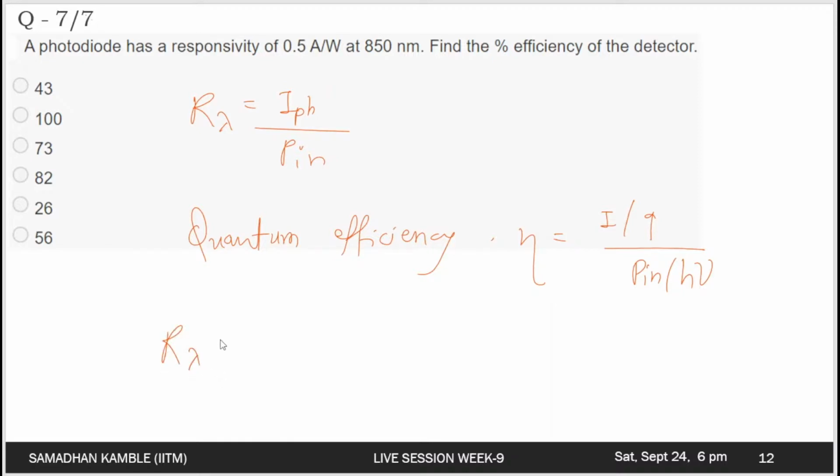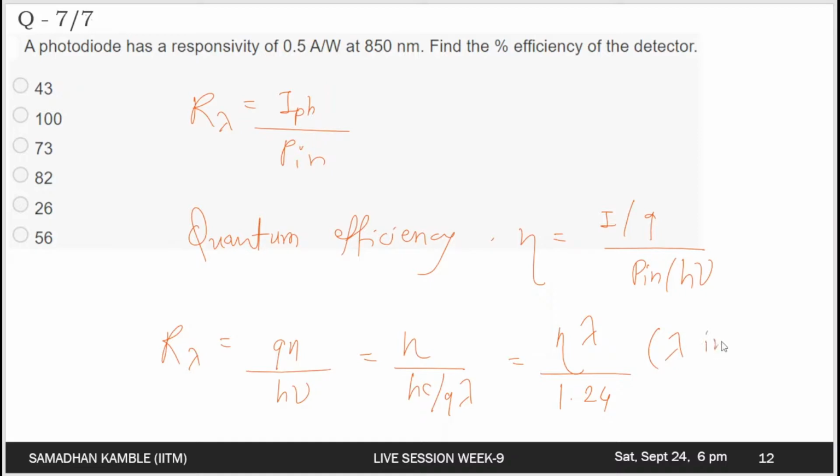which is IPH by P in. P in will be Q eta over h nu. If we rearrange it, it is eta over hc by q lambda, and if you calculate hc by q, it comes around 1.24. So it is eta times lambda over 1.24.